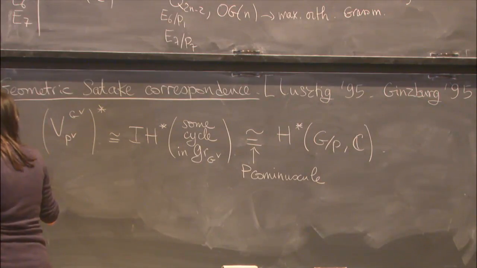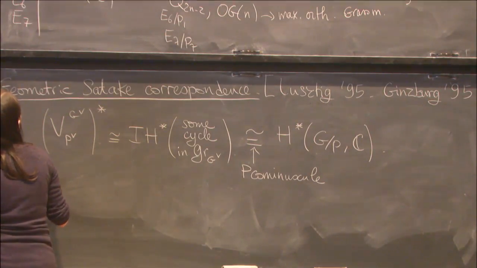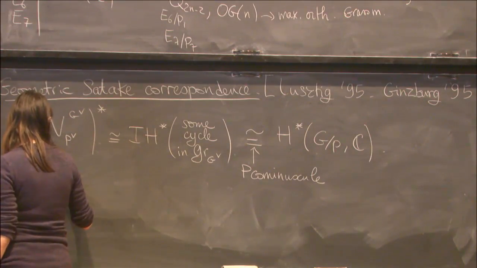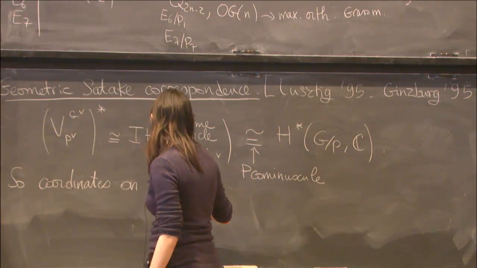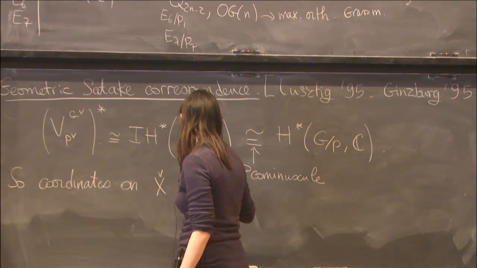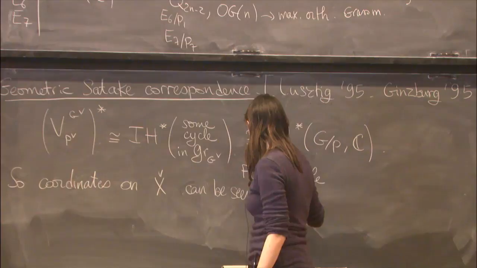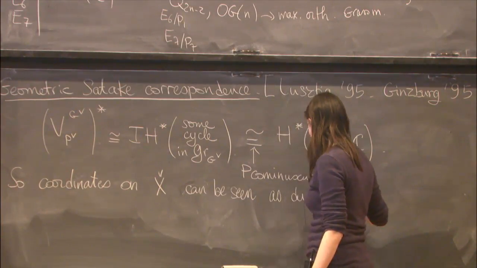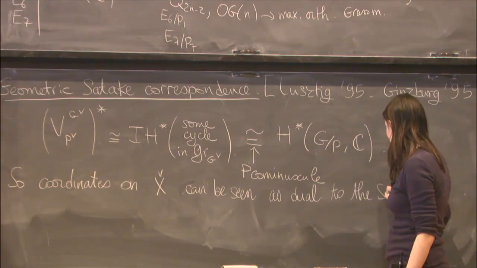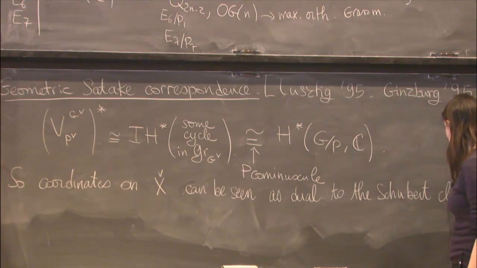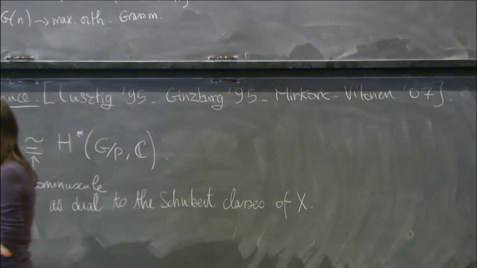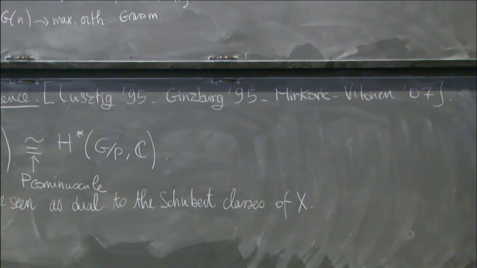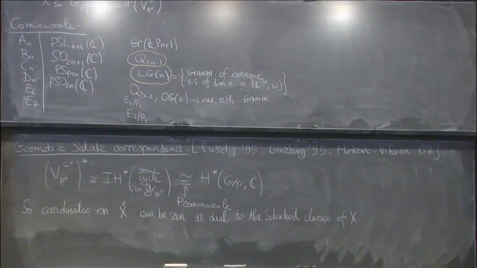So, yeah. The coordinates on my mirror X check can be seen as dual to the Schubert classes of X. Okay, so that gives a natural way to see, of course that's no proof at the moment, but a natural way to see the potential isomorphism.